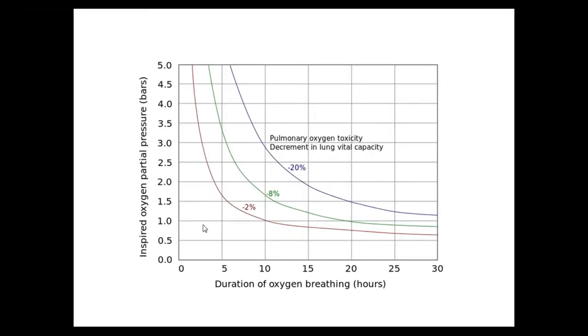So if you have a subject inhaling excess oxygen, it means that the nitrogen will be washed out of the lung. In this case, the lung vital capacity will be reduced gradually over time, and it will be more severe with a higher inhaled partial pressure of oxygen. And over time, if you are inhaling pure oxygen for a long period of time, your lung will eventually collapse.